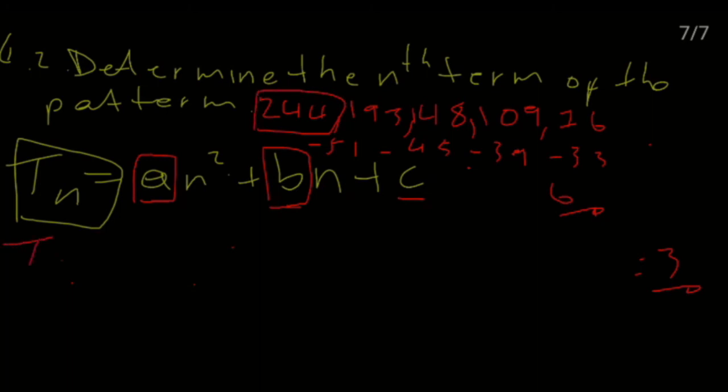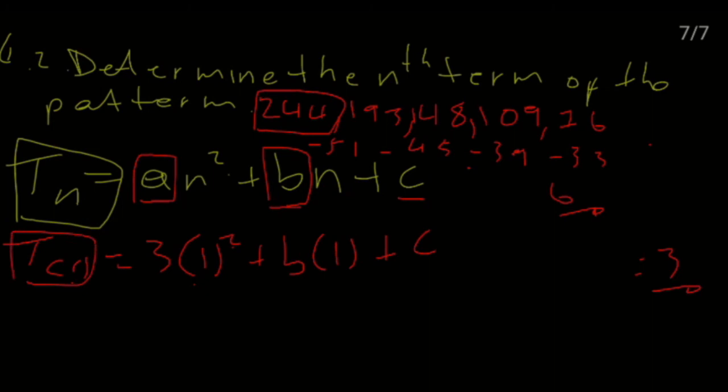And say T in the first term equals, I've already determined my A to be 3, into 1 squared, plus B, remember the n is 1, plus C. Now the value for T1 is 244, so I'm going to straight ahead say 244 equals 3 plus B plus C, and then I'm going to take my 3 to the other side and say 241 equals B plus C.